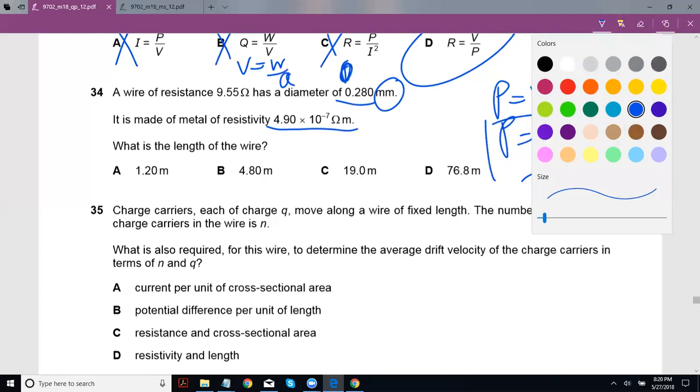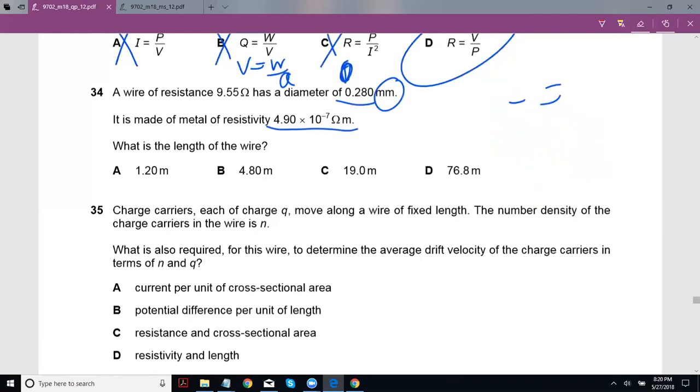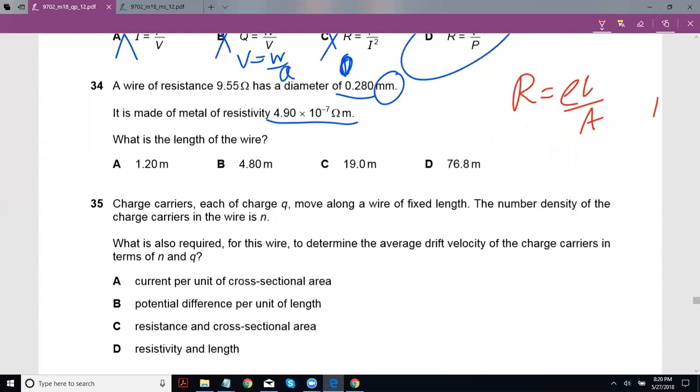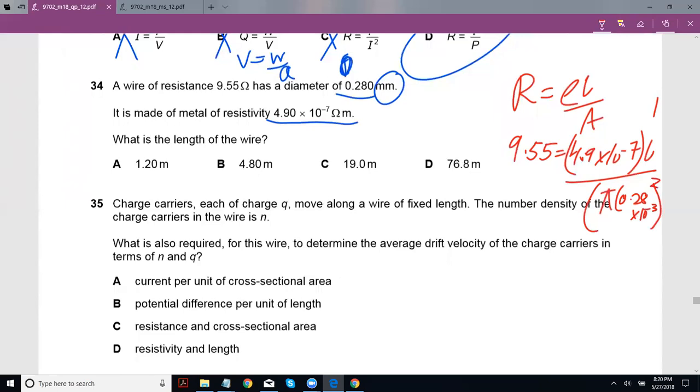So you simply think back to your formula for resistance. You just plug the values in: this 9.55, this 4.9 into 10 to the power minus 7. We need to calculate length. And for area, you just put pi d squared upon 4. Do remember to convert your d.